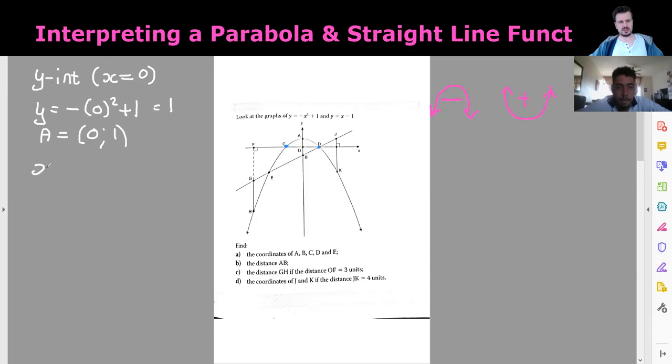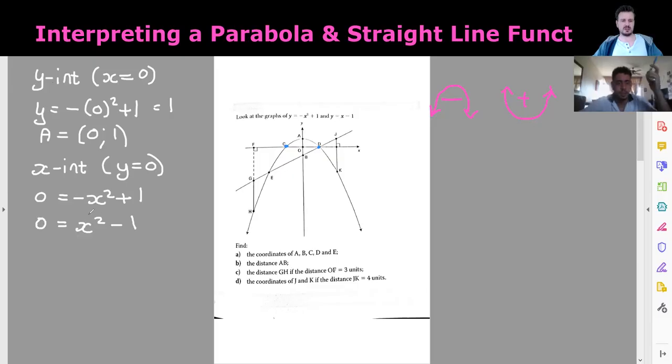C and D are the x-intercepts, so we make y equals 0. Good. And so we have 0 equals negative x squared plus 1. Now, what do we do with this x squared and this 1 to make it easier to factorize? If we moved it that side, it would become plus x squared and minus 1. Or we could just change the sign of everything. In other words, we're dividing by minus 1, so when you factorize, you don't have to deal with a negative.